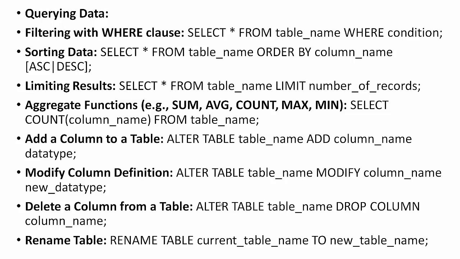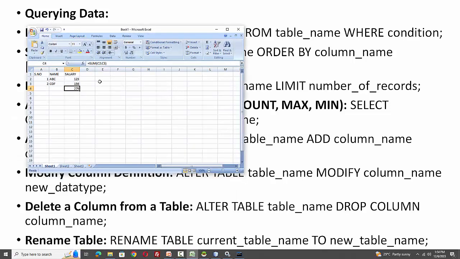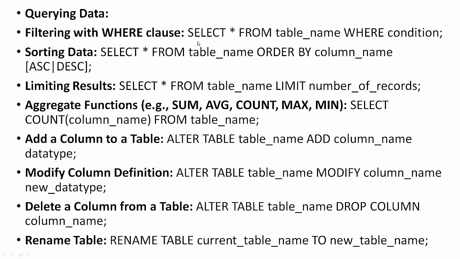Here if you want to add a column name, you are going to type employee ID, and the column is added successfully. But in a database it is not as easy as Excel, so here you need to specify a query. To add a column name to the table, use alter table, add column name. If you want to modify the column, for example replace employee ID with another name, you can replace it. You can delete a column from a table, or rename the table from the current table name to a new table name.